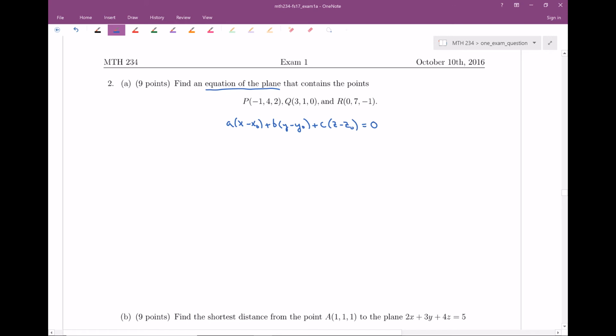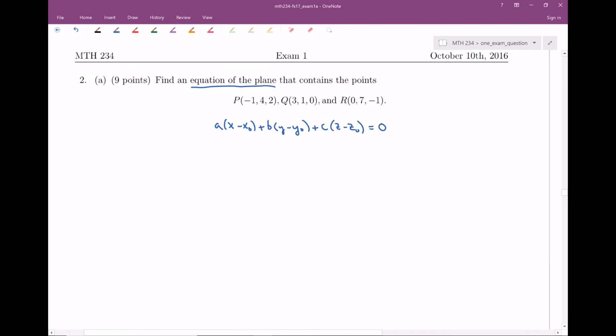So there's an equation of a plane, and we have to remember where all these things come from. x naught, y naught, z naught is a point on the plane. In this case we have 3 different options, and any of them that you choose will work out fine. Maybe thinking about partial credit, the first thing I do is use P: x minus -1, which is the same as x plus 1, plus B times (y minus 4), plus C times (z minus 2), equals 0.